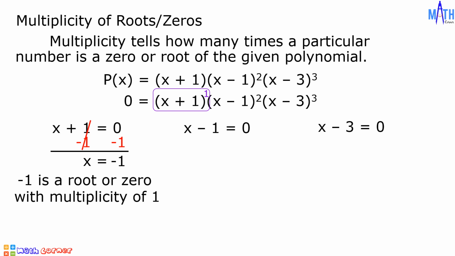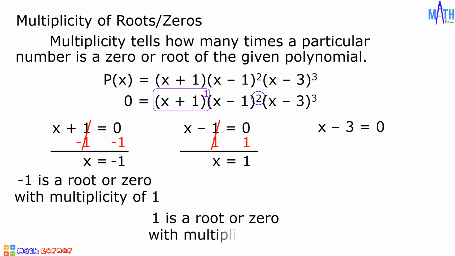In x minus 1 equals 0, we will add positive 1 on both sides of the equation. On the left side, x minus 1 plus 1 is equal to x. On the right side, 0 plus 1 is equal to 1. The value of x is positive 1. Since x minus 1 appears twice, 1 is a root or 0 with multiplicity of 2.